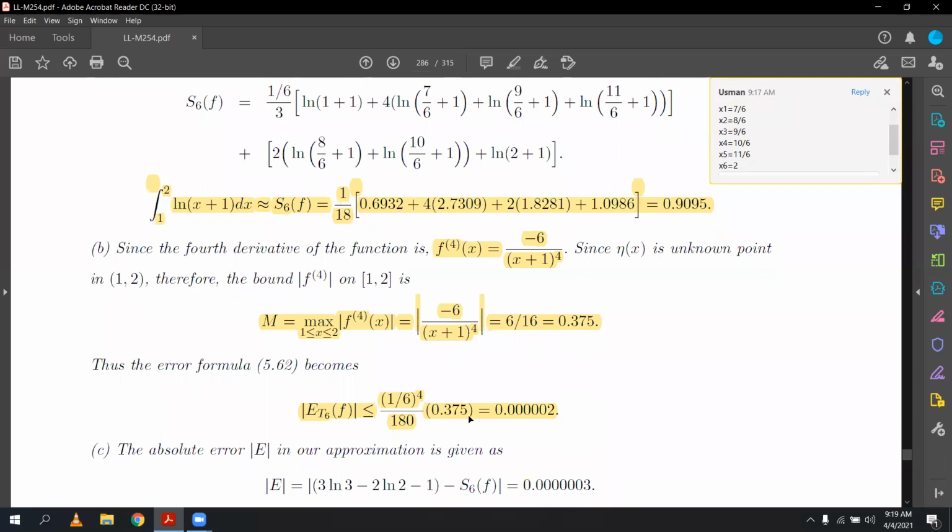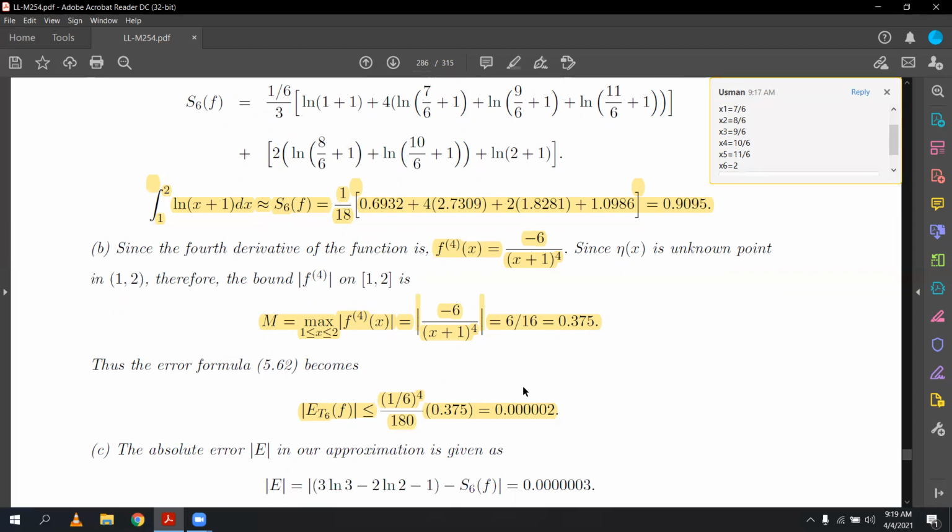Now use the formula: h to the power 4, where h is 1 by 6. I didn't write b minus a here because we know b minus a is 2 minus 1, which is 1. So there is no need to write it: 1 over 180 times h to the power 4 times M. We just calculate M here and then we can find the error. A very good error, as it should be, because we are dealing with Simpson, and Simpson is always the best numerical integration rule.